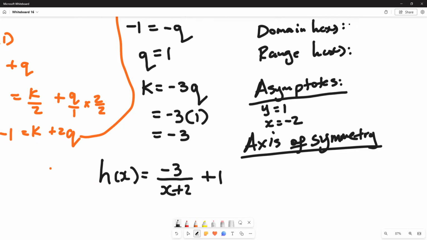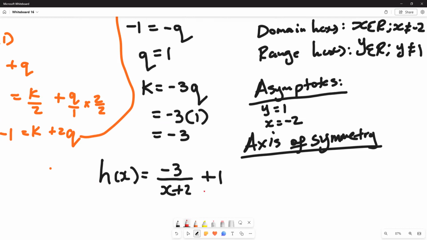The hyperbola exists in all x values. So you're going to say x is an element of the real numbers, but x cannot be whatever the asymptote is. So x cannot be 2. So you always say x is an element of the real numbers, x not equal to the asymptote. Range: y is an element of the real numbers, y not equal to 1, because 1 is your asymptote, right?